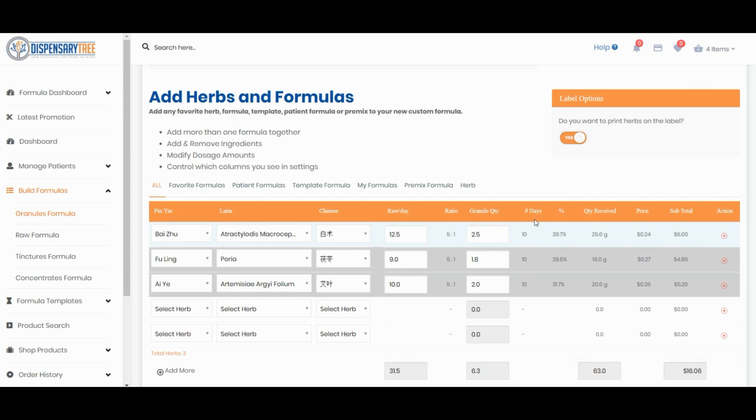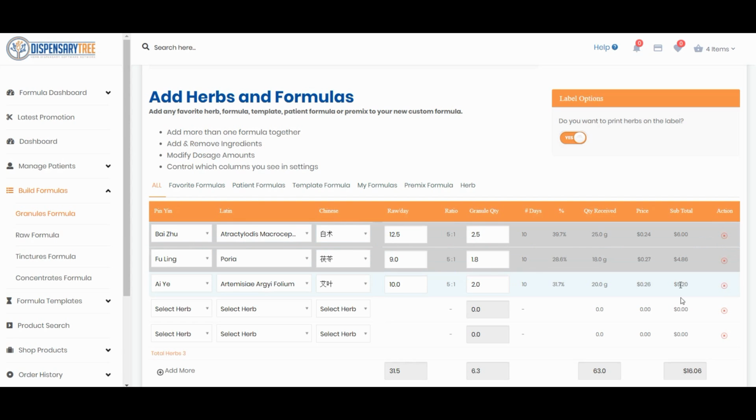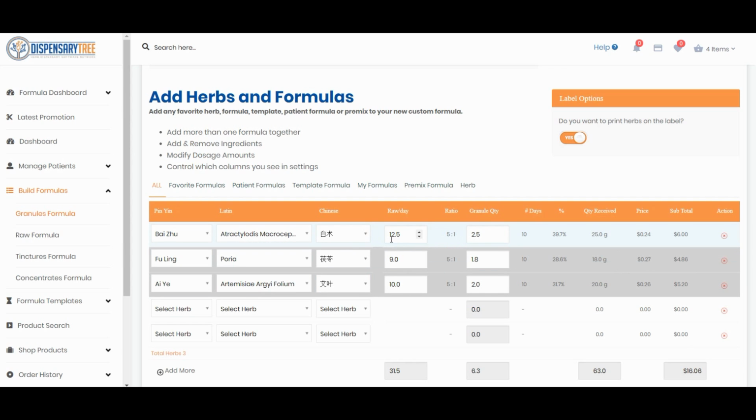And in this case, we're asking for 10 days. So it's taking 2.5 and multiplying it by 10, and the quantity received is 25 grams. This column here is telling you that this herb represents almost 40% of this formula, and the price for this herb per gram is 24 cents, and the subtotal for this is $6, and it'll add it all up. So what it's doing here, 12.5 divided by the ratio is 2.5, we're getting 25 grams.